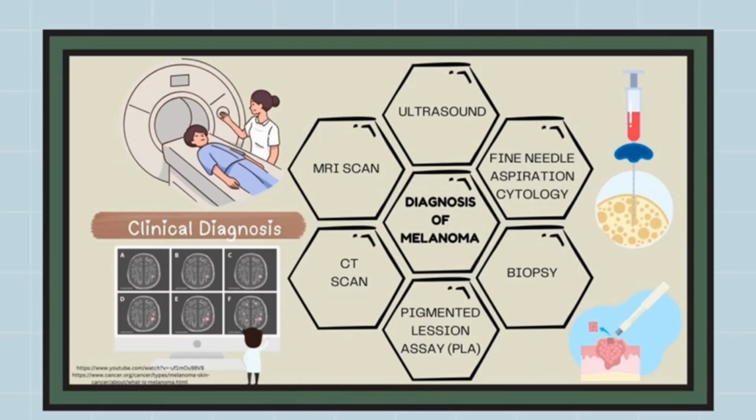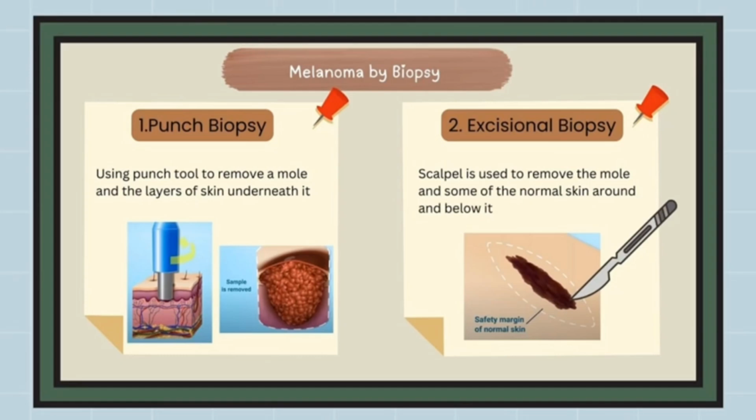Next part, for clinical diagnosis, there are 6 clinical diagnoses of melanoma. They are ultrasound, MRI scan, CT scan, pigmented lesion assay, PLA, and last but not least, as mentioned in our title, fine needle aspiration and biopsy. Let us focus on biopsy. There are 2 types of biopsy.